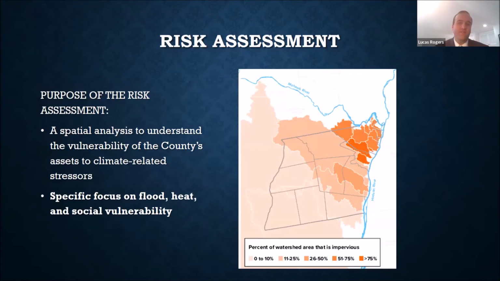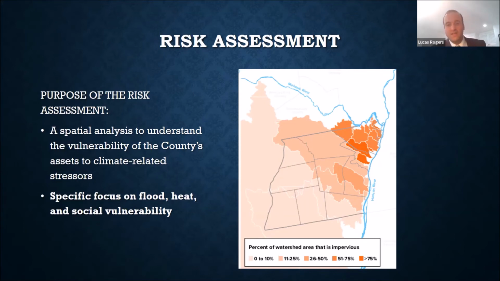And once we had that inventory, we moved into the risk assessment phase, which, somewhat similar to what Joe was talking about, is how do you assign value and how do you evaluate the risk associated with these climate risks? And we know what they are in this area. It's not a secret. It is the flooding. It is the extreme storms. And we also focused on heat. So flood, heat, and overlaying all of that with social vulnerability.